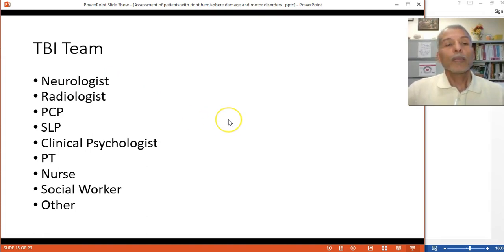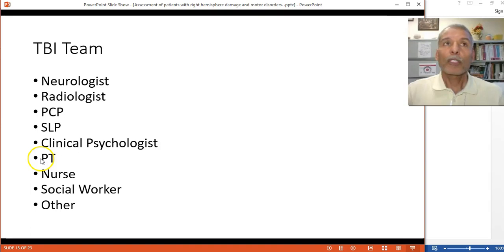The TBI team includes many professionals, including a neurologist, a radiologist, a primary care physician, an SLP, a clinical psychologist. The clinical psychologist is someone who has a doctorate or a PhD in psychology. So they work in hospitals, and in some states, they can prescribe certain psychotropic medications, or, for example, with depression, for emergencies, they can prescribe a few of these. But if you do not see the word clinical, usually it refers to someone with a master's degree, and they don't have these functions.